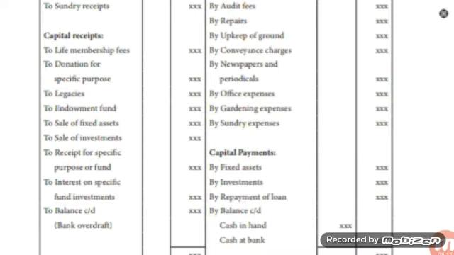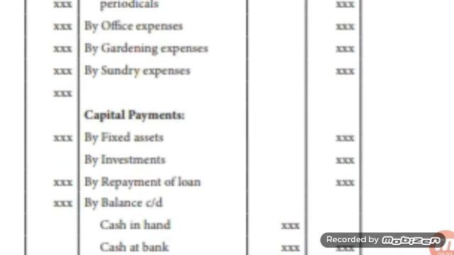Then identify which side is greater. If the total of the debit side is more than the credit side, the balancing figure will appear on the credit side. Okay, children, what is it? It represents the closing balances of cash in hand and cash at bank.